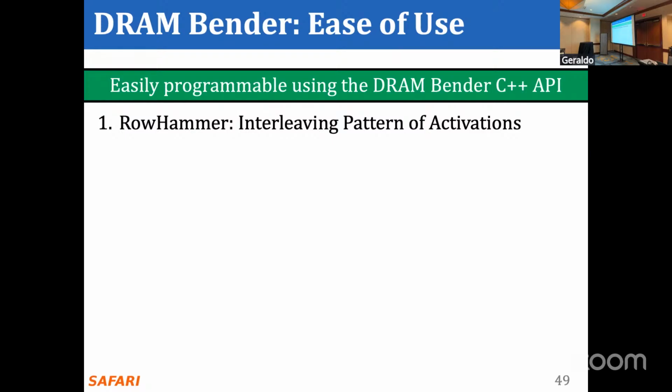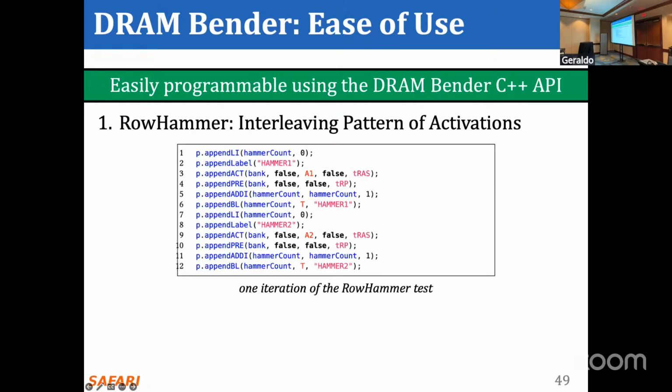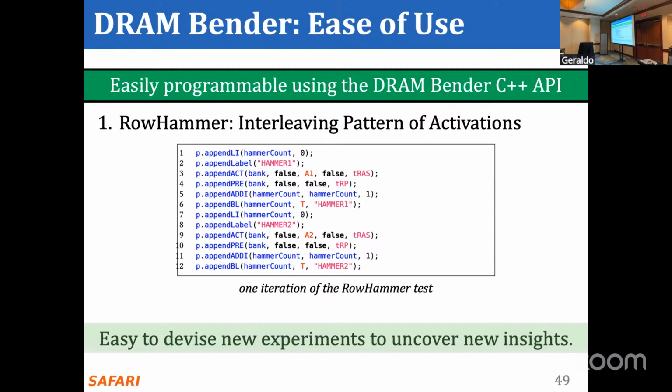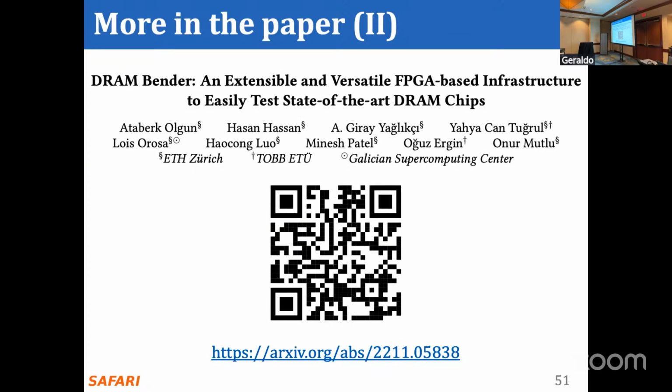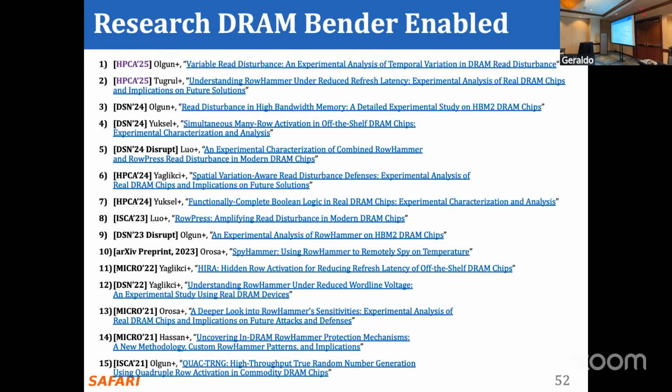So this is the C++ API, how you can use it to write a RowHammer program, which repeatedly activates 2 rows that sandwich a victim row. And that's relatively easy compared to having to, for example, write a new Verilog module that would run this loop for you for testing. And this makes it easy to devise new experiments and run them and gain insight, basically. So there are more details in the paper. I can refer you to the paper for those.